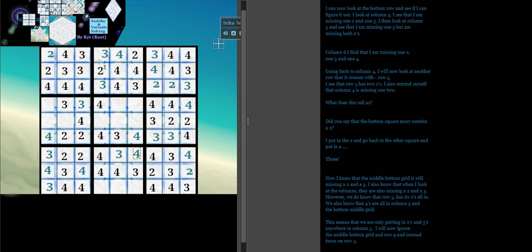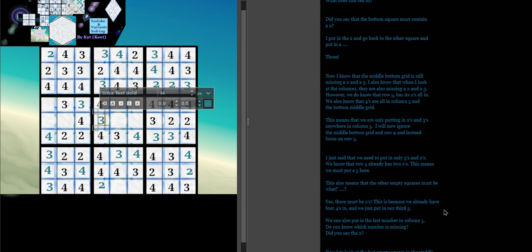Going back to column 4, I will now look at another row that crosses with row 5. I see that row 5 has 2 2s. I also remind myself that column 4 is missing 1 2. What does this tell us? Did you say that the bottom square must contain a 2? I put in the 2 and go back to the other square and put in a 3.